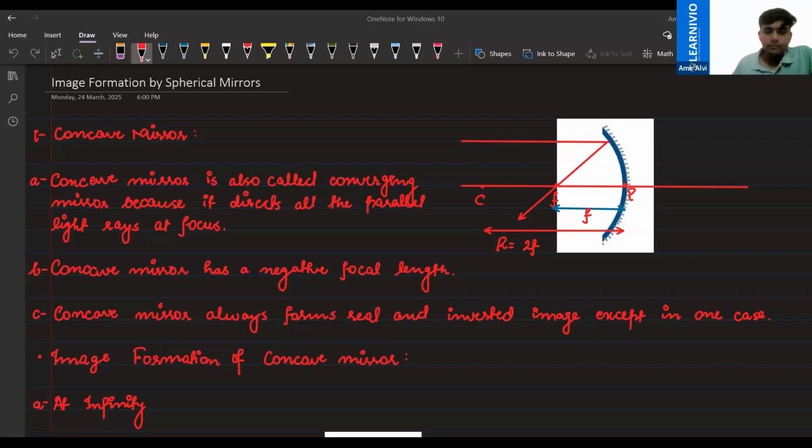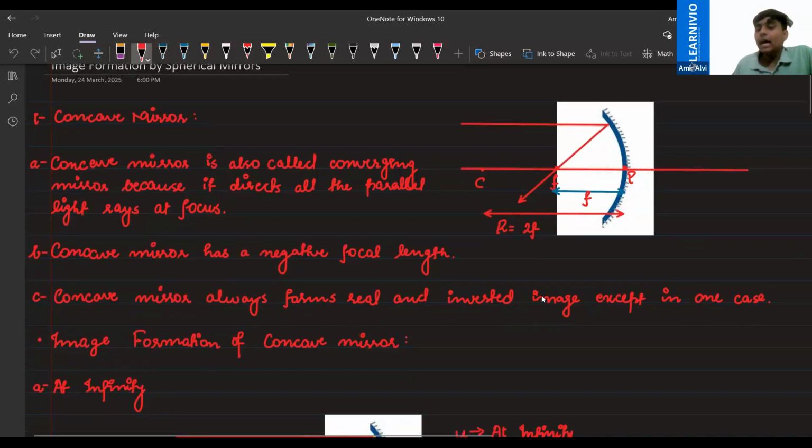Any doubt? No. Next, a concave mirror always forms a real and inverted image except in one case. Only in one case does it form a virtual and direct image. Clear? Clear, sir. That's great. So is that clear to you so far, Inan? Clear, sir.